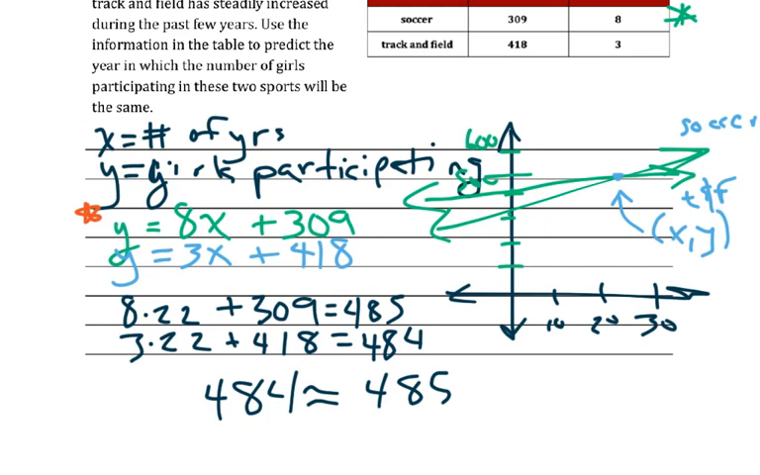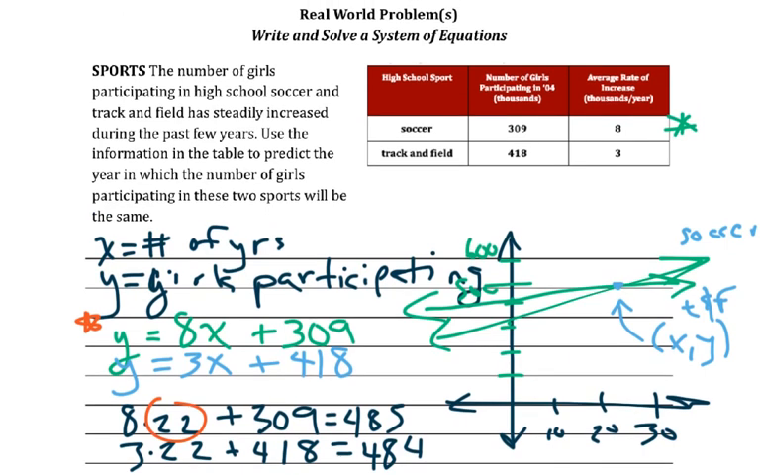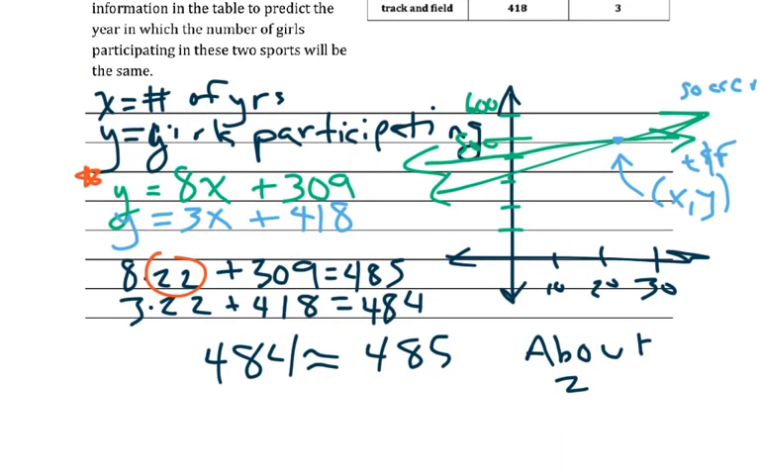So when we have these graphing problems, and those end up being pretty darn close, we would say this is about 22. And then think about this, if this is 22 years later, we'd have to add 22 onto 2004, so this would be 2026.